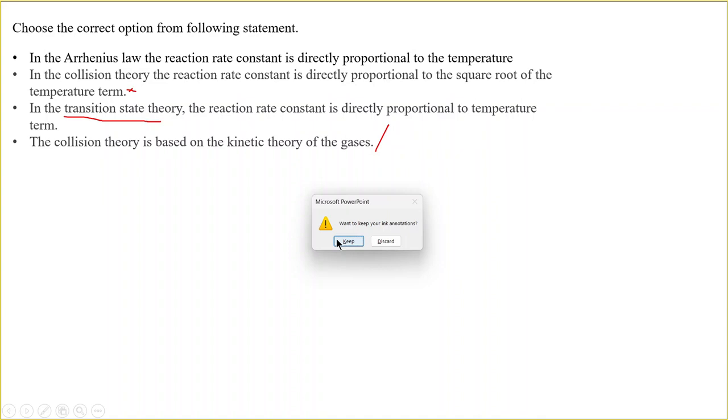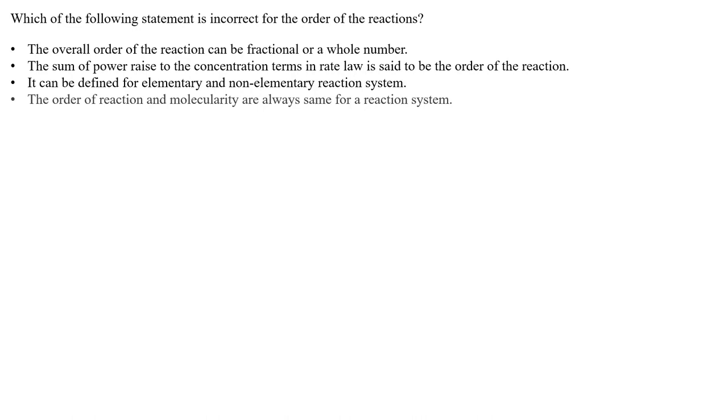Next, we have: which of the following statements is incorrect for the order of reactions. First, the overall order of reaction can be fractional or a whole number. Second, the sum of powers raised to the concentration terms in the rate law is said to be the order of reaction. Third, it can be defined for elementary and non-elementary reaction systems. And fourth, the order of reaction and molecularity are always the same for a reaction system. Okay, so we will analyze them one by one.